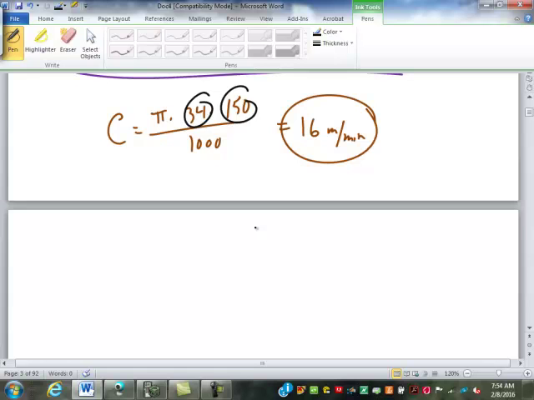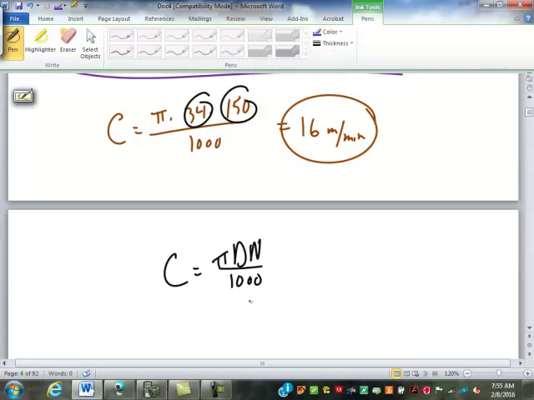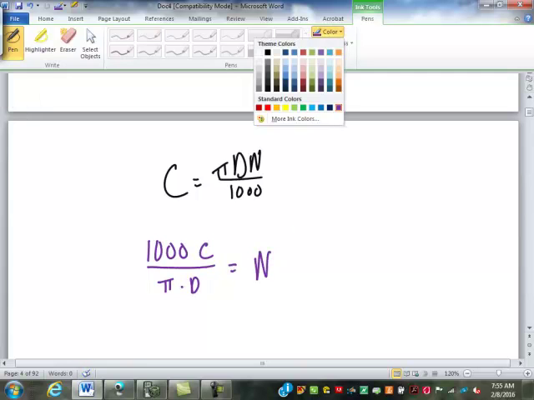Well, once again, we want to rearrange this so that we can find RPM for N. And again, the only difference is 1,000 instead of 12. So instead of multiplying by 12, I'm multiplying by 1,000. And still dividing by pi times diameter to get my recommended RPM.